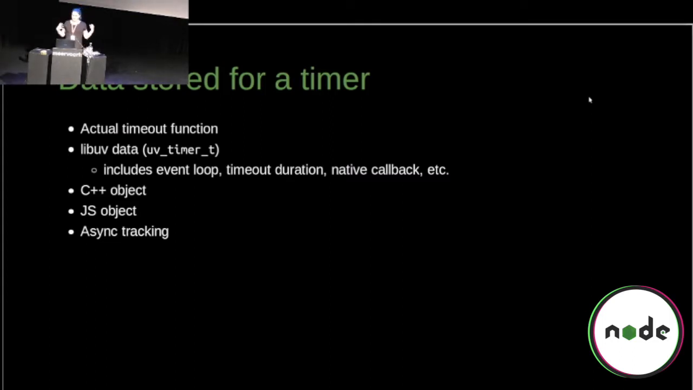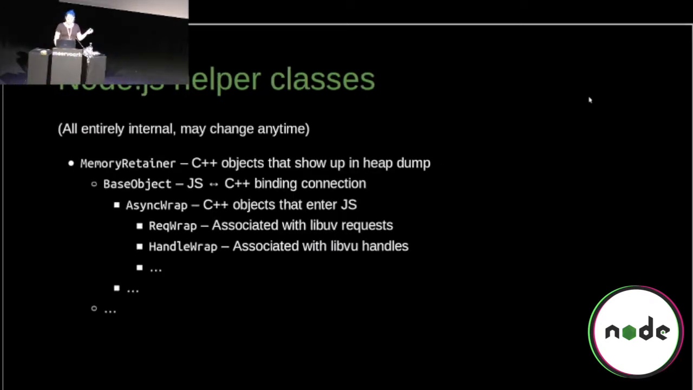And we have async tracking, because that's a feature of Node.js Core that is actually experimental at this stage, but that is because the API may change, and we're still pretty much committed to providing async tracking. And if I have the time, I'll show some of how that works for setTimeout.